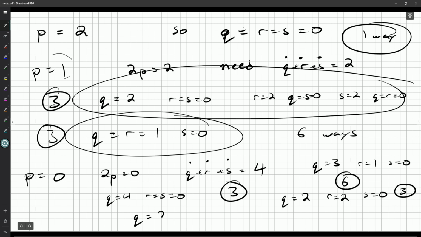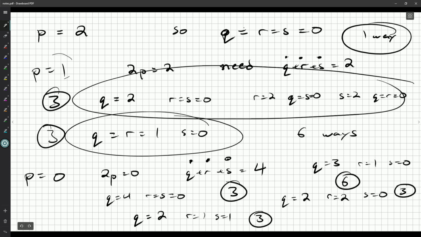Or q could be 2, and then the other numbers are 1. Again, 3 ways to do that. Pick the number that's going to be 2. There's 1, 2, 3 ways to do that. And then the other two numbers automatically are 1. So that gives me a number. We're going to have to flip over to the other side.